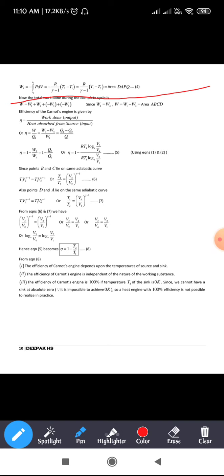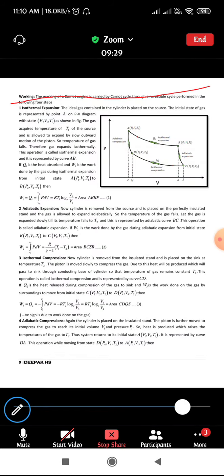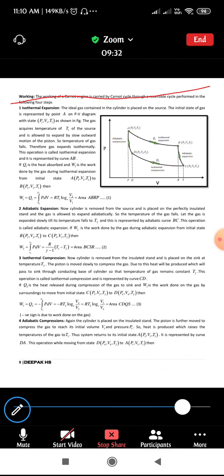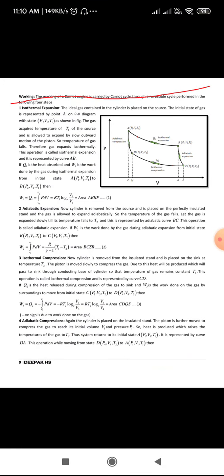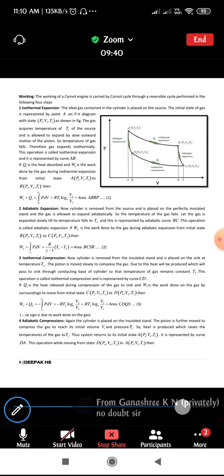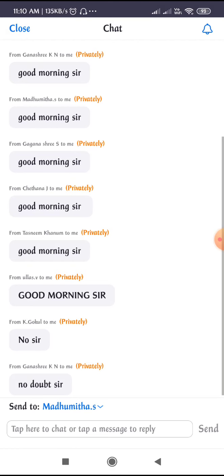Okay, so I think till equation 4 we just went through in the last class, right? So any doubts regarding yesterday's class? In case you have any doubts regarding yesterday's class, till equation 4, you can ask.